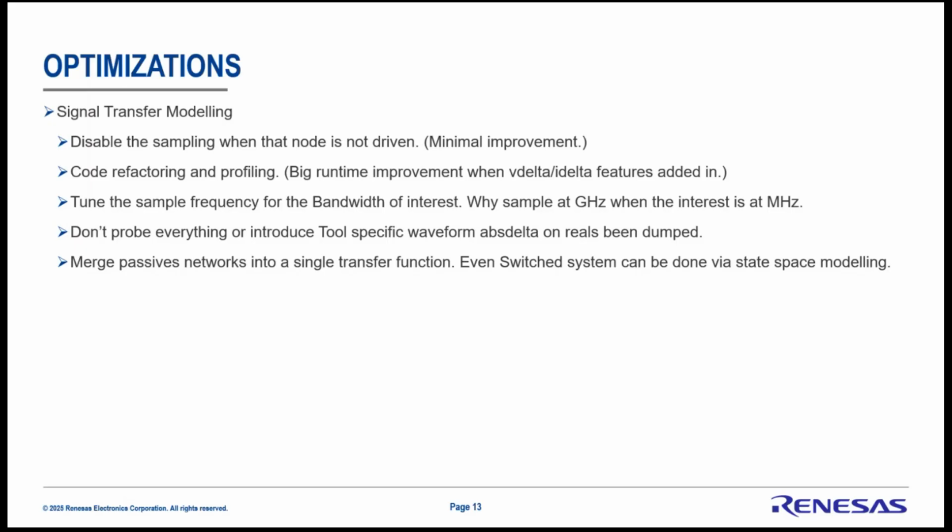Change the sampling frequency. Don't probe everything. UDNs are expensive to probe. They're structures, so we saw on the previous slide some of them had 5 fields. If you've got hundreds of those nets, that's a lot of data to keep dumping. Try and merge all the passives into a single transfer function.